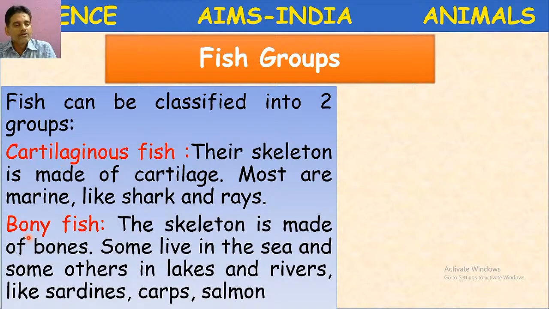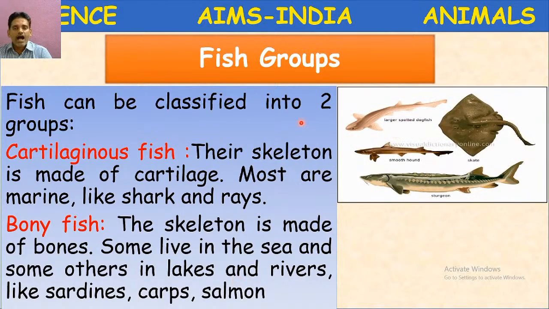Next, bony fish. Bony fish are most common. The skeleton is made up of bones. Some live in sea and some others in lakes and rivers. They live in different habitats: salt water, sea, fresh water, rivers, and brackish water, lakes. Means in different types of waters, these bony fishes can survive. For example, sardines, carps, salmon. These are all examples of bony fishes.